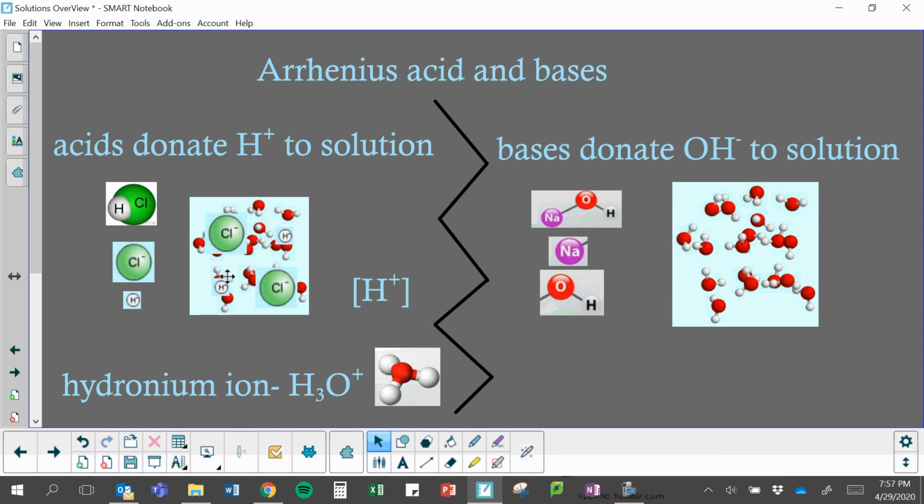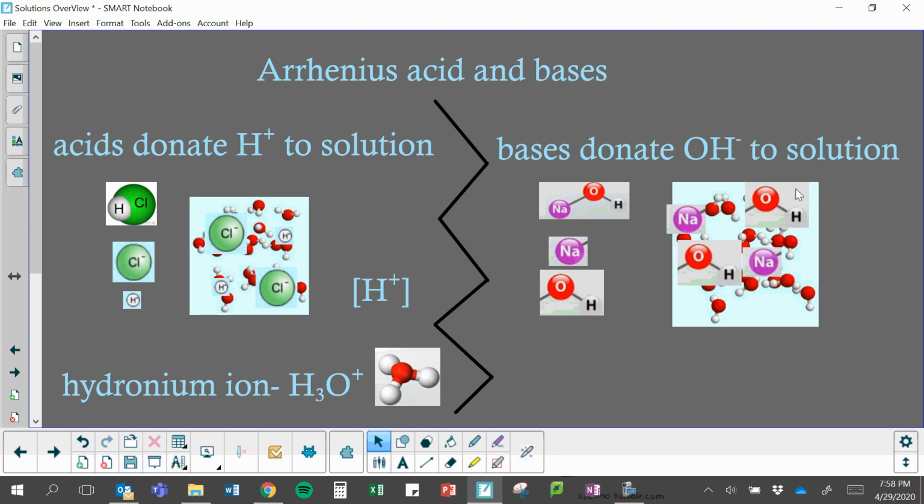Okay, so that's the idea behind our acids. Our bases are going to be kind of the opposite when we're dealing with this model of acids and bases. So we have water and we add a base like sodium hydroxide here. It's going to dissociate. We now have sodium ions floating around and we have hydroxide ions floating around. And so because it was donating OHs to the solution, hydroxides to the solution, it's a base because of that.